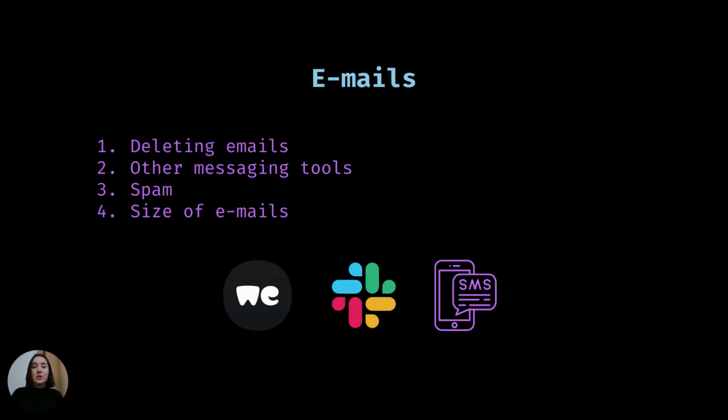Then spam. So in 2020, almost 50% of our emails were spam. So this is quite a large number. And if we think that every day there are more than 340 billion emails being sent, then the scale of your spam is quite large. So just try to unsubscribe from some websites, some newsletters that you don't read anymore.